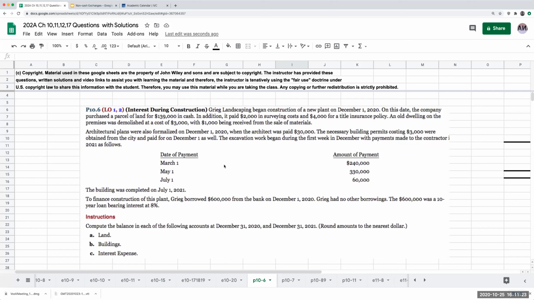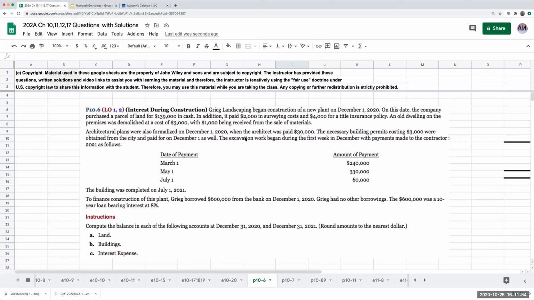On this date, the company purchased a parcel of land for $139,000 in cash, paid $2,000 for surveying, $4,000 for title insurance. An old dwelling on the premises was demolished at a cost of $3,000, with $1,000 being received from the sale of the materials. Architectural plans were also formalized on December 1st when the architect was paid $30,000. The necessary permits for $3,000 were obtained from the city and are paid for on December 1st as well.